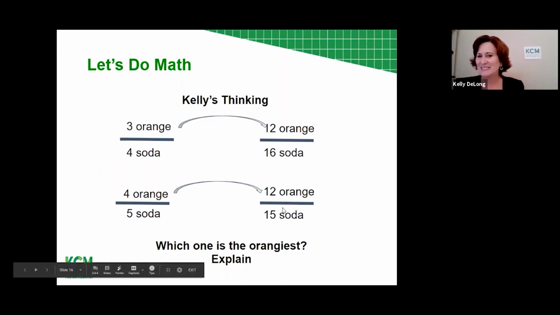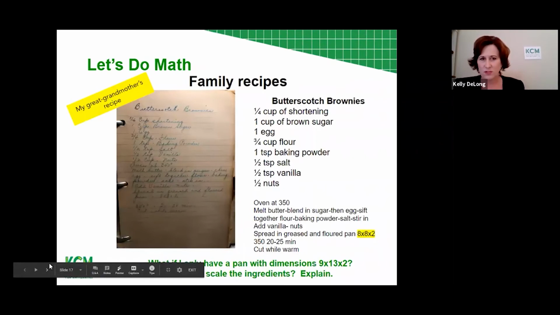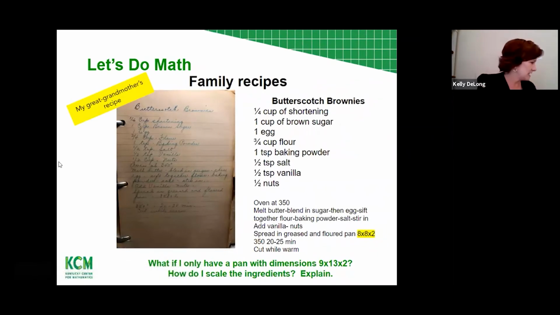It's the one with the least amount of soda that makes it the orangiest. So again, that relational thinking for our students is important. So here we go again.